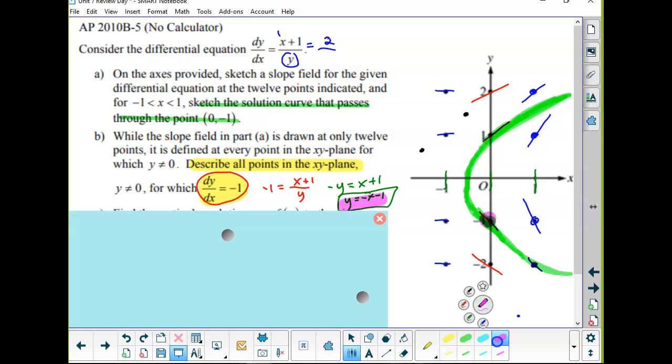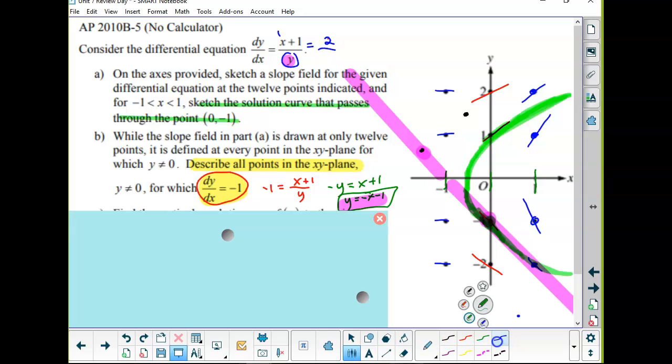If I start at -1 and then I have a -1 slope, every point except for right here at 0, because we know that when y is 0, it's undefined. But this purple line that I drew represents every single slope that will be -1. Okay?